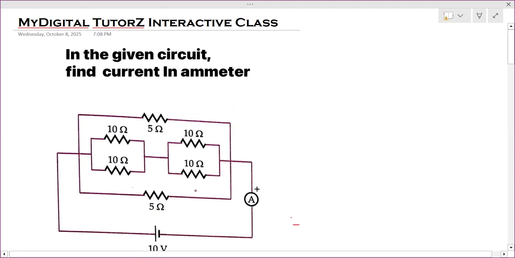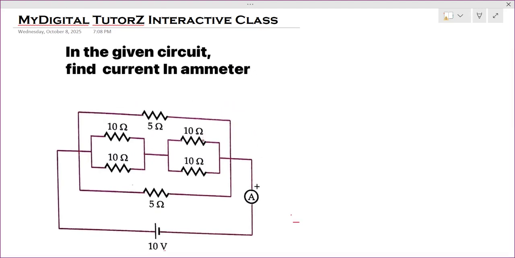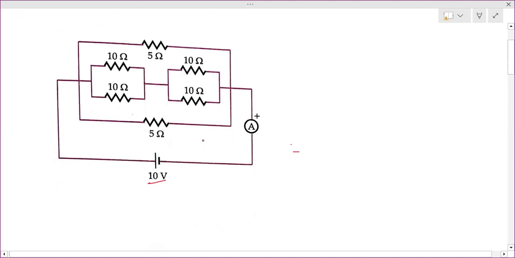So what is the approach? The first approach is to identify the resistors that are in parallel arrangement, right? So when you are done with that, you find the effective resistance, then you make use of Ohm's law to get the value of the current. So let's start with it.